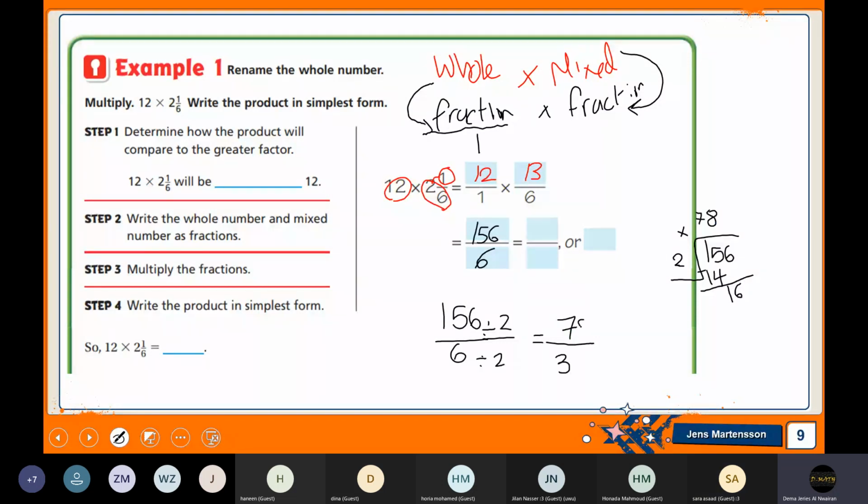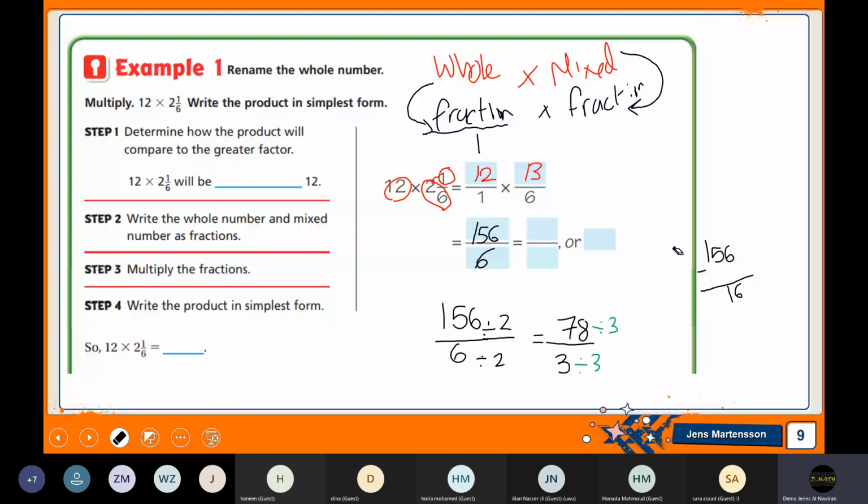Now, can I simplify it more? Yes. We can divide by what? By 3. Good job. 3 divided by 3 equals 1.